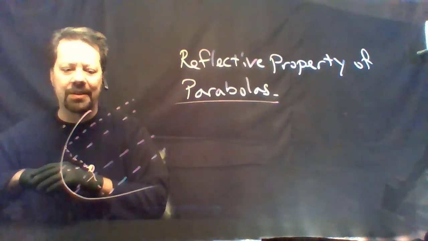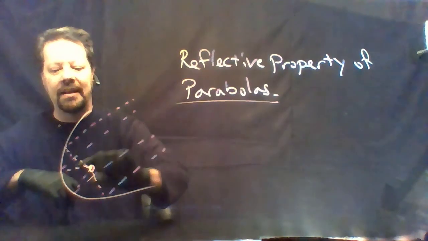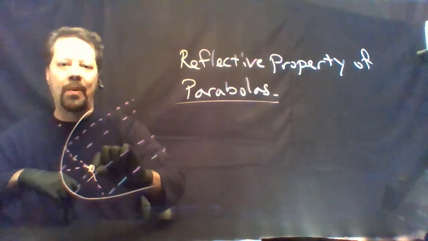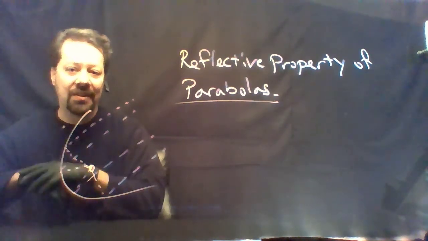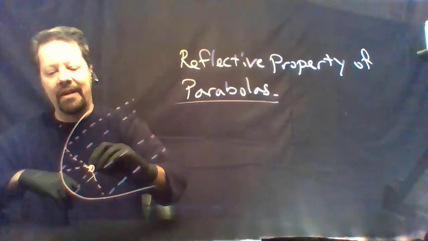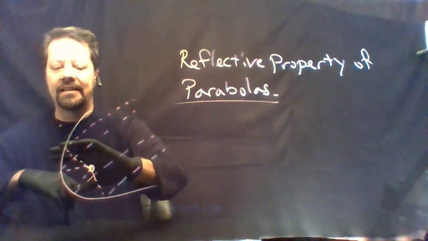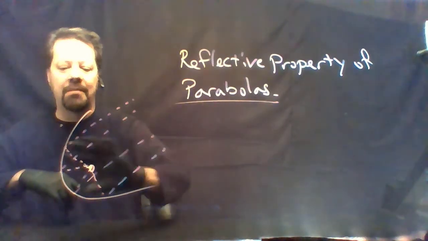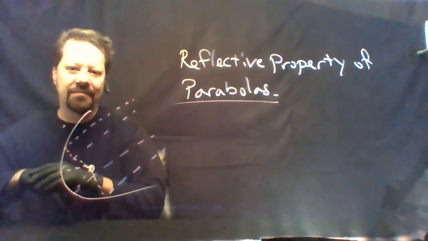This is also the principle behind satellite dishes, collecting radio waves and bouncing them, concentrating them at a point so you get an amplified signal. This is also used in automobile headlights, where you have a strong light source emitting light, bouncing off of a parabolic mirror, forming a beam of light coming out the front of the car.